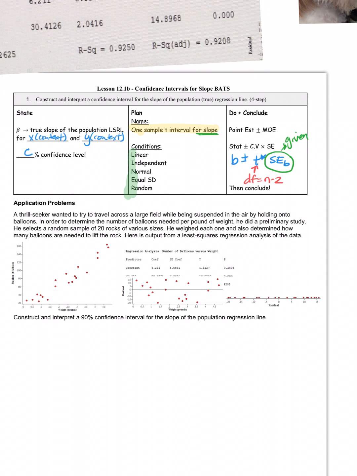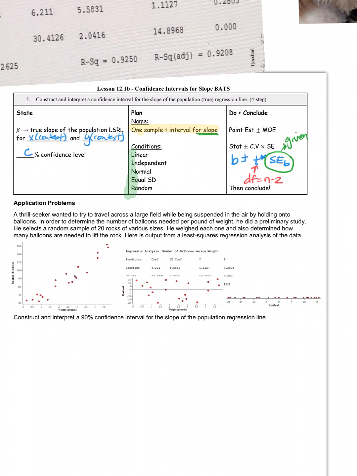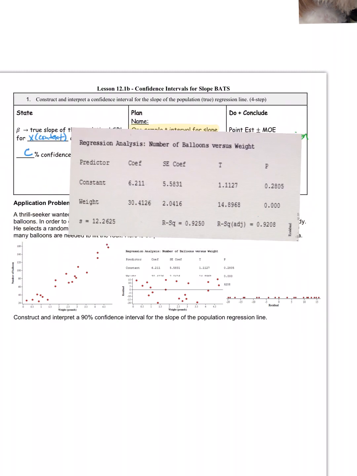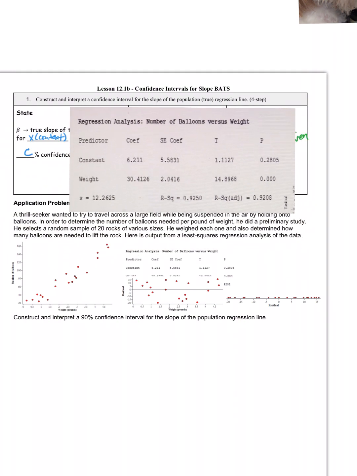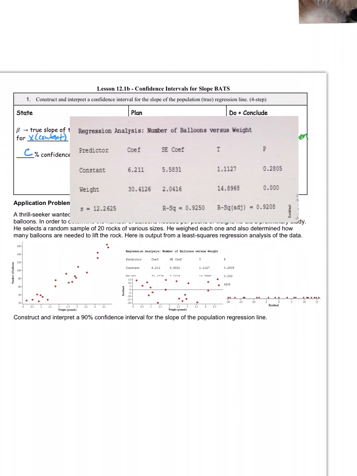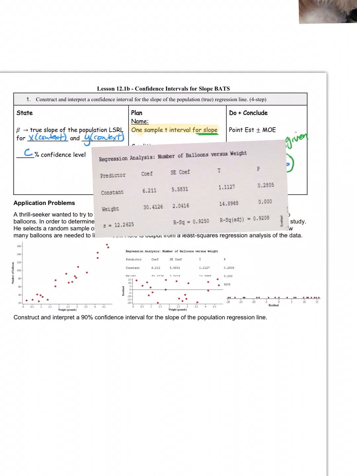Here's the output of the regression analysis of the data, which is actually right here. And we'll bring it down where you can actually read it. Yeah, we need that to be able to do what we need to do. Okay. So there it is. It says construct and interpret a 90% confidence interval for the slope of the regression line. All right, so we're going to go through the 4-step process, see what we can do here.